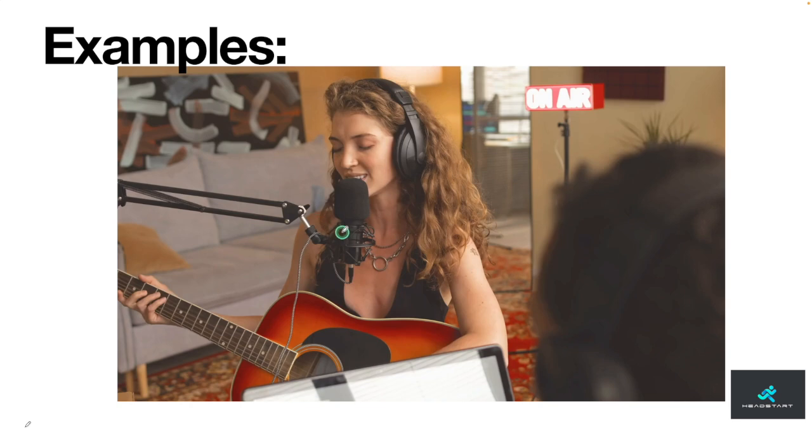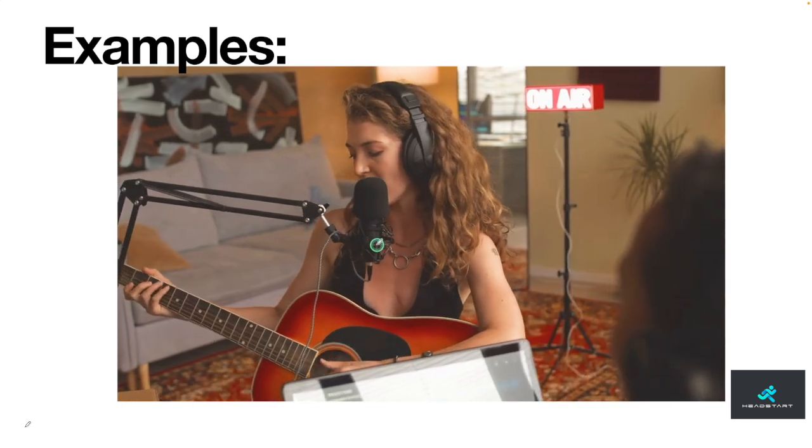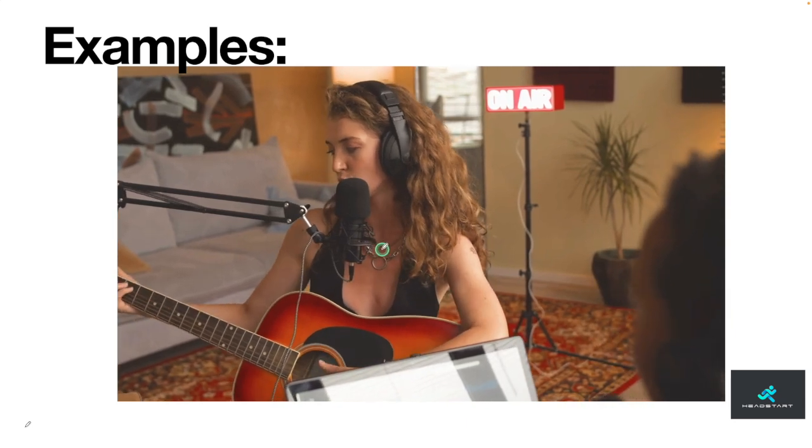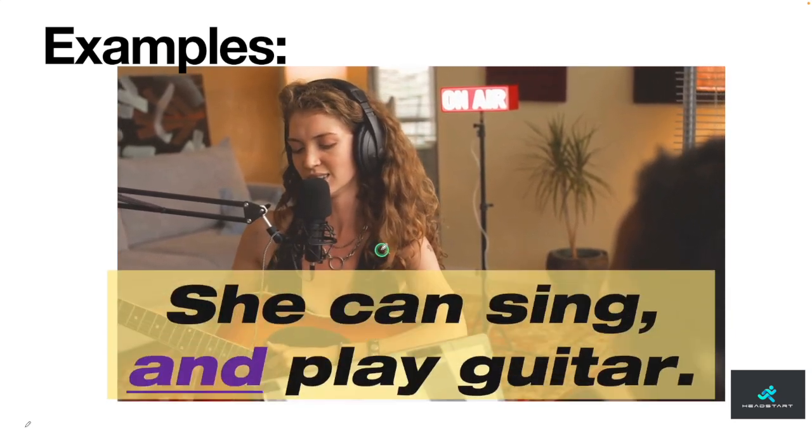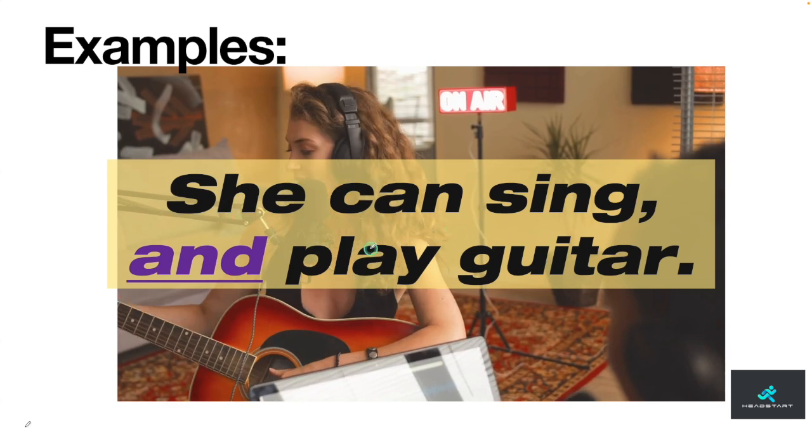So let's do more examples. What is she doing? It looks as though she is playing and singing. Oh, you're smart. She can sing and play guitar. Yes, she can. So we have the conjunction and. She can sing and she can play the guitar. She can do two things.